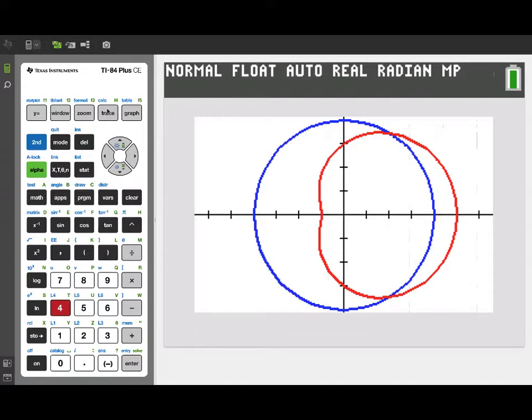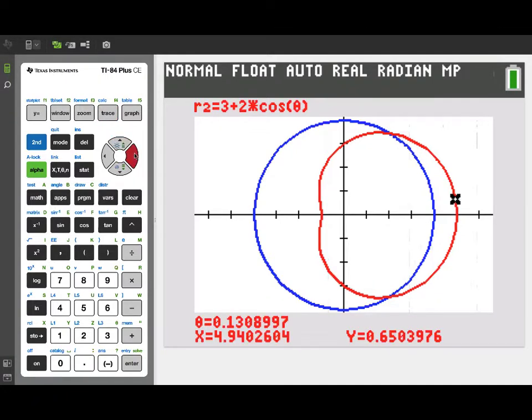Now, if I turn on trace, what you'll see is that we have a readout of theta values as well as x and y coordinates. Right now I'm on that constant radius circle, and if I switch over to the other function, that's the 3 plus 2 cosine theta, advancing the trace cursor, I can see the theta values advancing as well as the change in x and y coordinates.